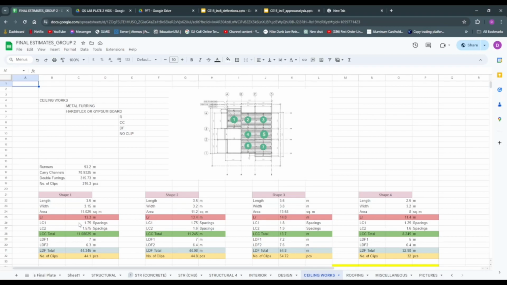What I did here is C1. C1 is the length, and C2 is the width. You divide, and to get the LCC total, you multiply these values to the length and width, and add them all together, and we reach 11 meters.